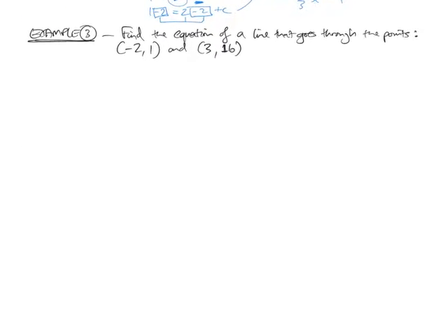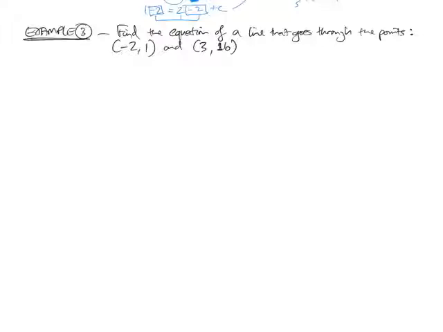Alright, last, and lucky last is the hardest one. Find the equation of a line that goes through the points (-2, 1) and (3, 16).